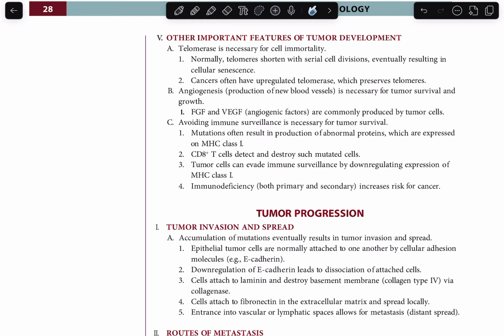Avoiding immune surveillance is necessary for tumor survival. Mutations often result in production of abnormal proteins, which are expressed on MHC class 1. CD8 T cells detect and destroy such mutated cells. Tumor cells can evade immune surveillance by downregulating expression of MHC class 1. Immunodeficiency, both primary and secondary, increases the risk for cancer.